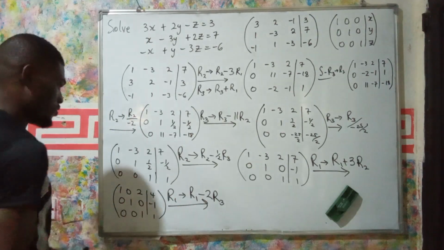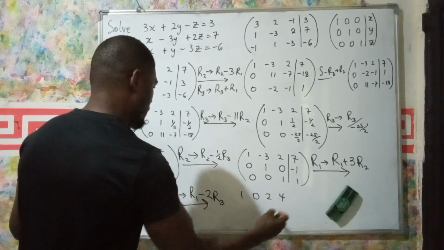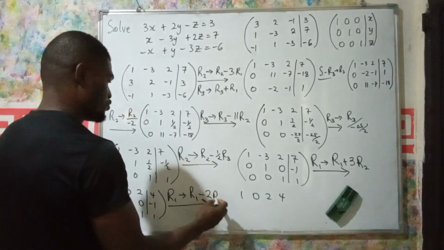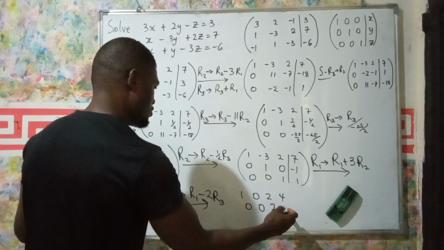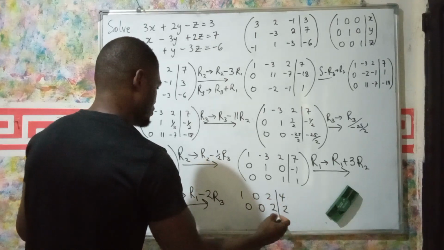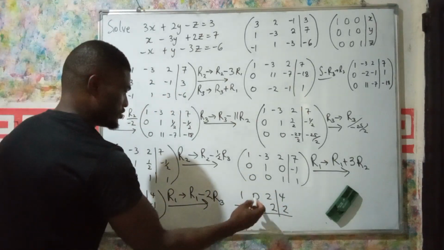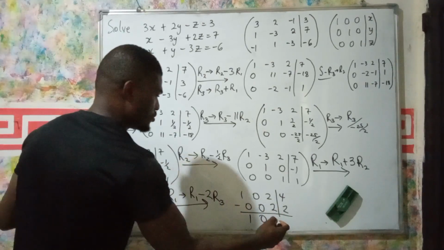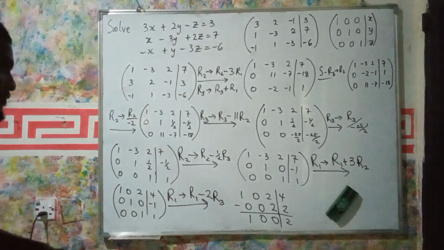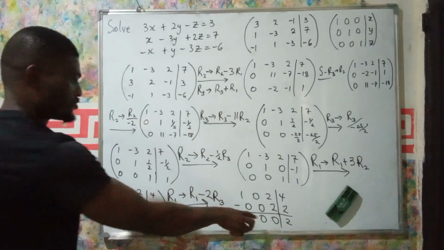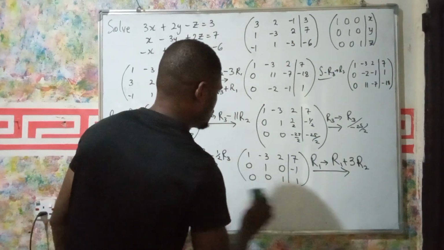Now, what's our row 1? Our row 1 is 1, 0, 2, 4. And 2 row 3 would be 0 times 2 is 0, 0 times 2 is 0, 1 times 2 is 2, 1 times 2 is 2. Alright, so we subtract. So 1 minus 0 is 1, 0 minus 0 is 0, 2 minus 2 is 0, 4 minus 2 is 2. Okay, so that's what we have. Alright, so our new row 1 is 1, 0, 0, 2.